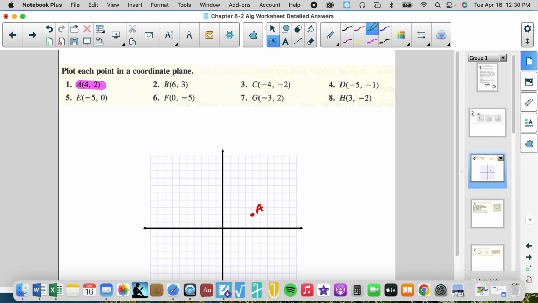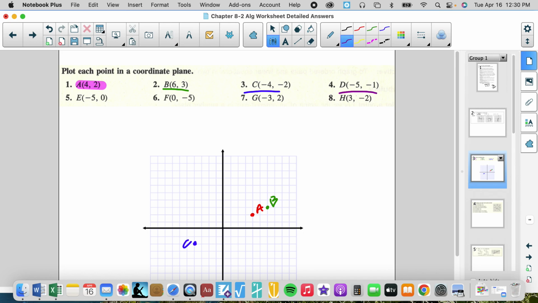Let's pick another color. Let's do B, which is 6 on the x. 1, 2, 3, 4, 5, 6 on the x. 1, 2, 3 on the y. So that's my B value. Right next to each other. That's not very nice. C, -4 on the x. So -1, -2, -3, -4, and then -2 on the y. So that takes me to here, and that's going to be my C.